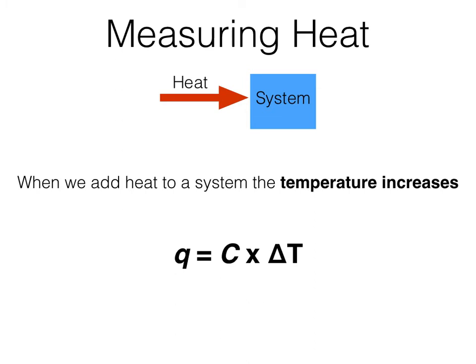Okay, so measuring heat really is done via the temperature. And so when we add heat to a system, the temperature increases. And the amount of heat that we add is directly related to the temperature increase, but there's this proportionality factor known as C. And what we're going to learn is that the C is what is called the specific heat.